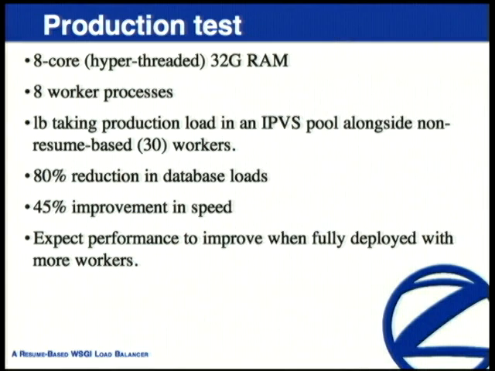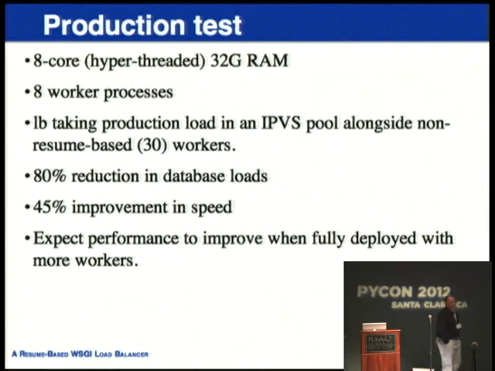The production test was with the same machine, but this time I ran only 8 workers because I wanted to fully utilize the cores and compare to the actual production configurations of the applications. With only 8 workers, I got about an 80% reduction in database loads, which is pretty good. And this time, because I wasn't sharing a core with another worker, CPU usage was a smaller amount of the actual time, which meant I could get a lot more benefit from the actual database savings. So this was about a 45% speed improvement.